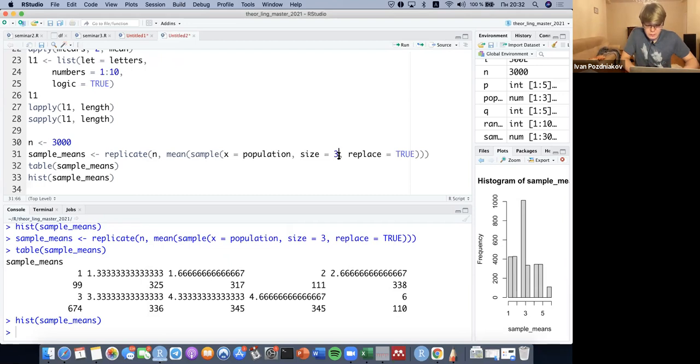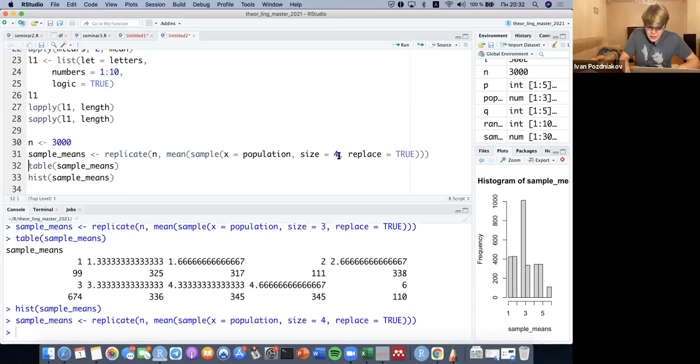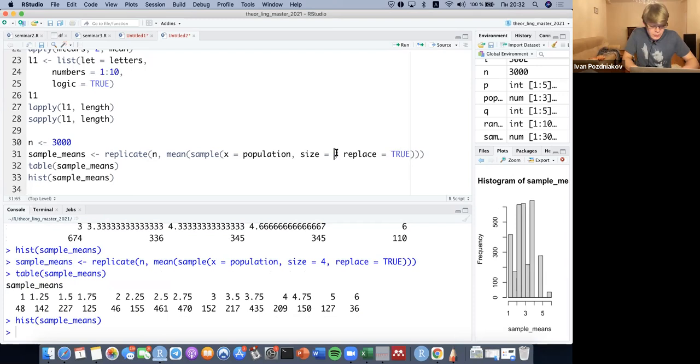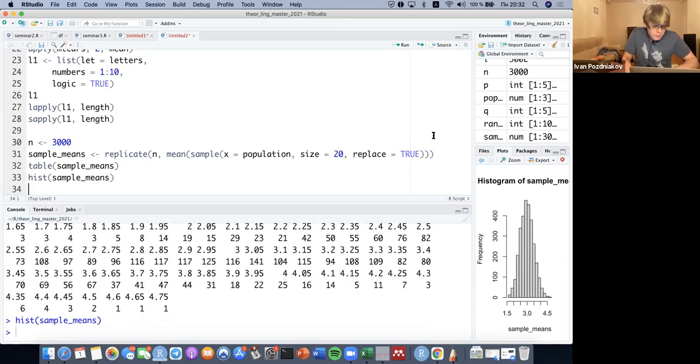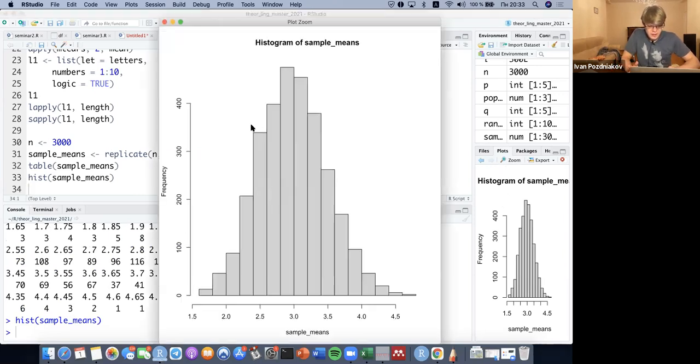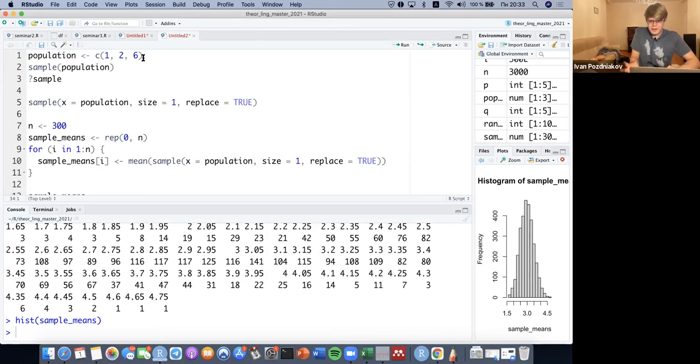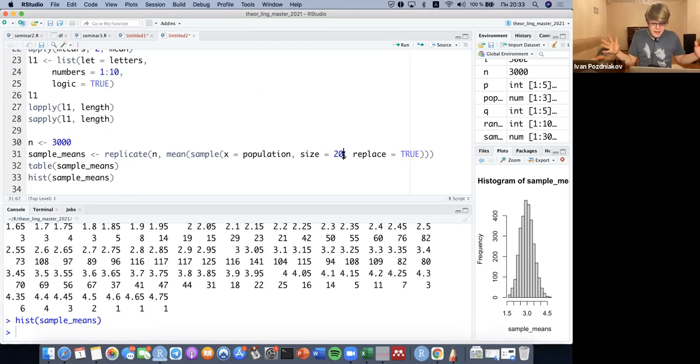Okay, we can even run a simulation with higher N and see how it changes. And let's increase it even more and see what happens. Yeah, with this number, we actually see something pretty similar to a bell curve from normal distribution. And this is kind of magic: in the original data there was nothing that resembles normal distribution, just 1, 2, and 6. How does it change to normal distribution? And how do these sample means, if we increase N, resemble this bell curve shape more and more with increasing sample size.